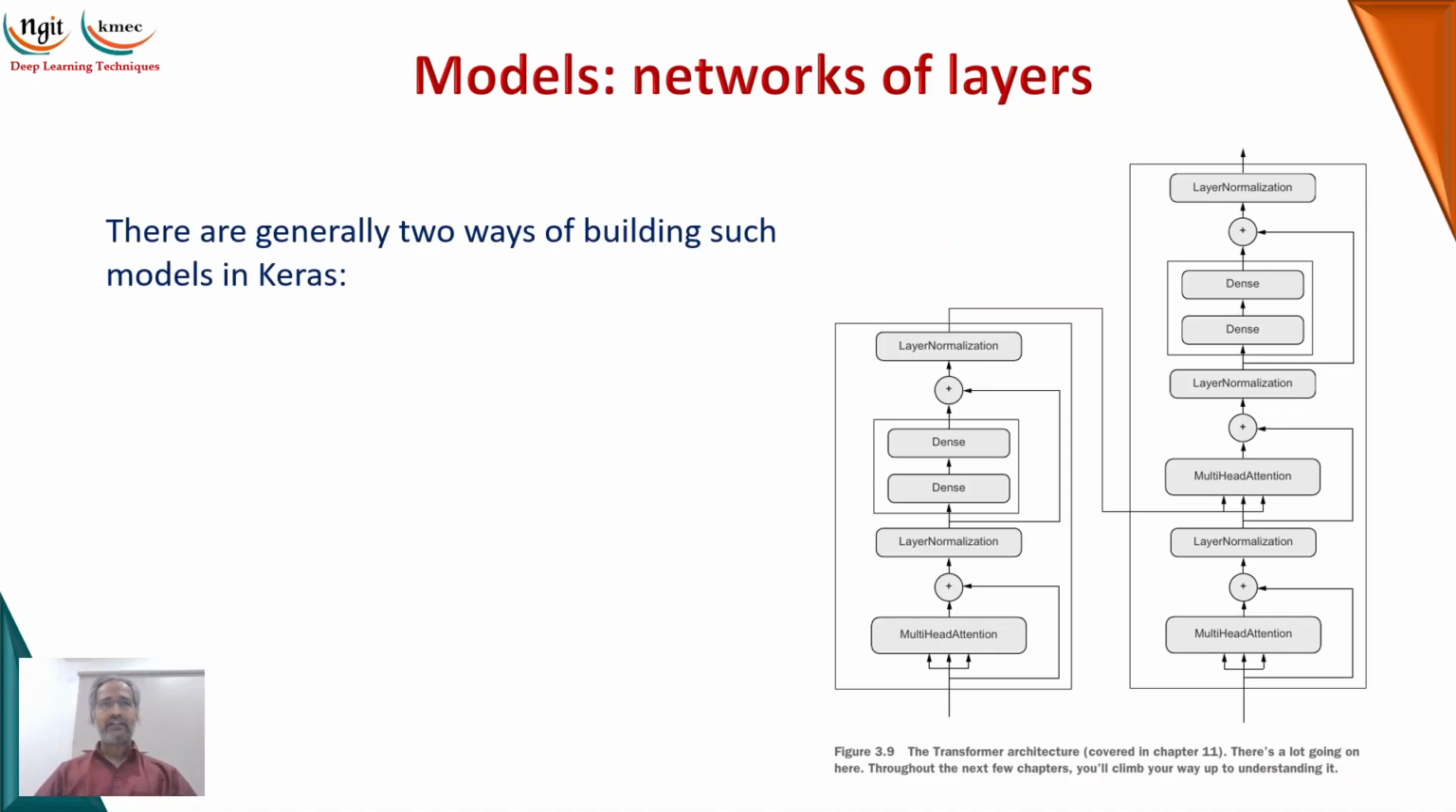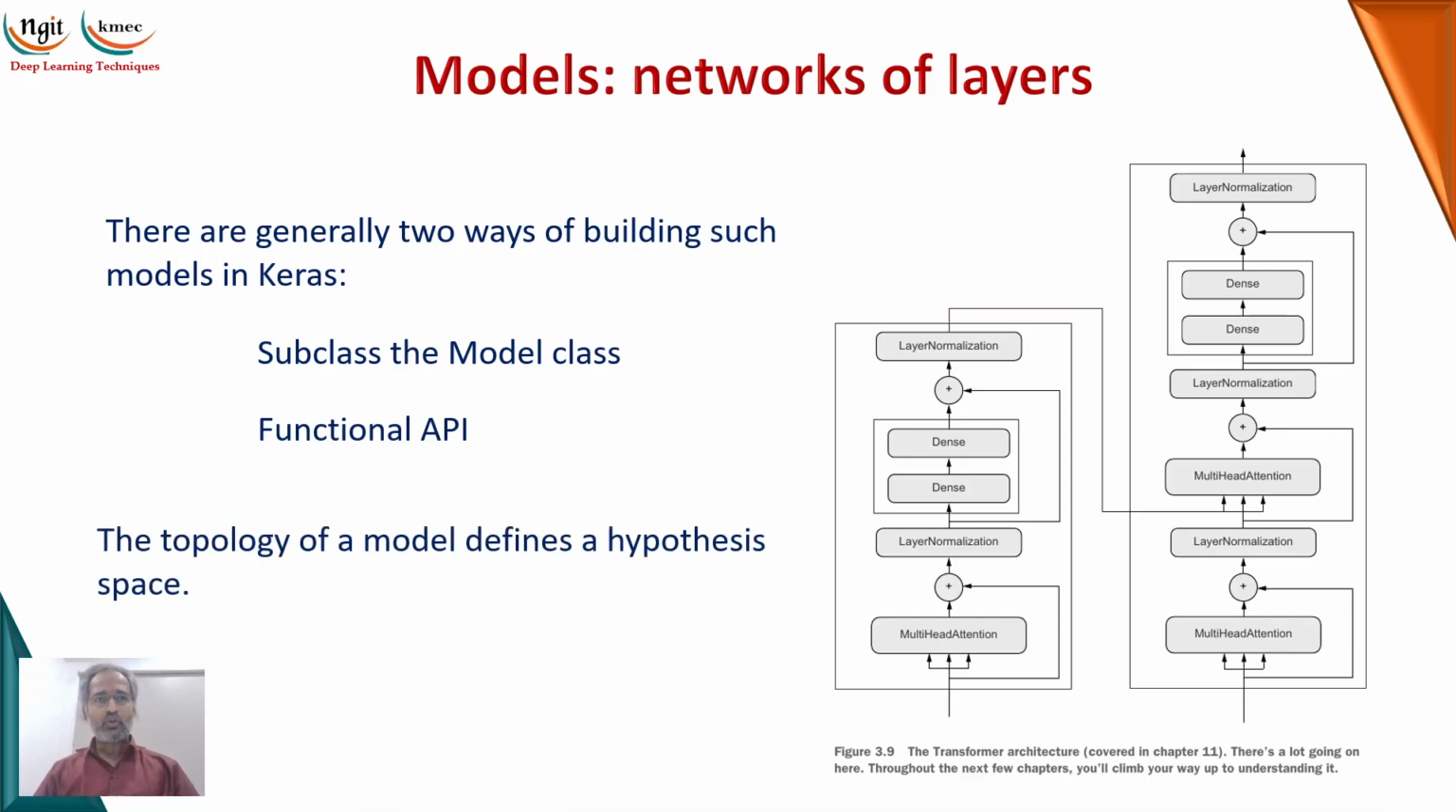And generally, there are two ways of building the models here: by using the model class, subclassing the model, meaning deriving the class from the model, or by using the functional API. Directly you can use the API. And the topology of the model defines the hypothesis space, meaning how it can be defined.